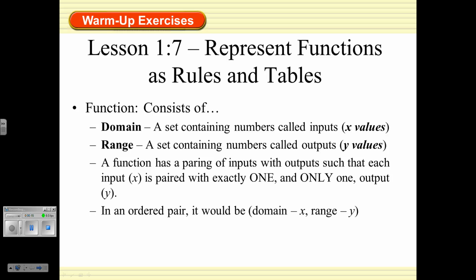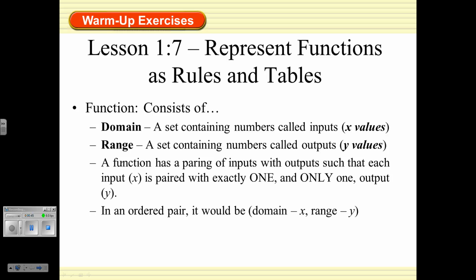Okay, a function consists of a domain, and a domain is a set containing numbers called inputs. Those are your x values. So when you hear the x values or x, that is also your domain. The range is a set containing numbers called outputs, or your y values. When you hear the y values, those will make up your range.